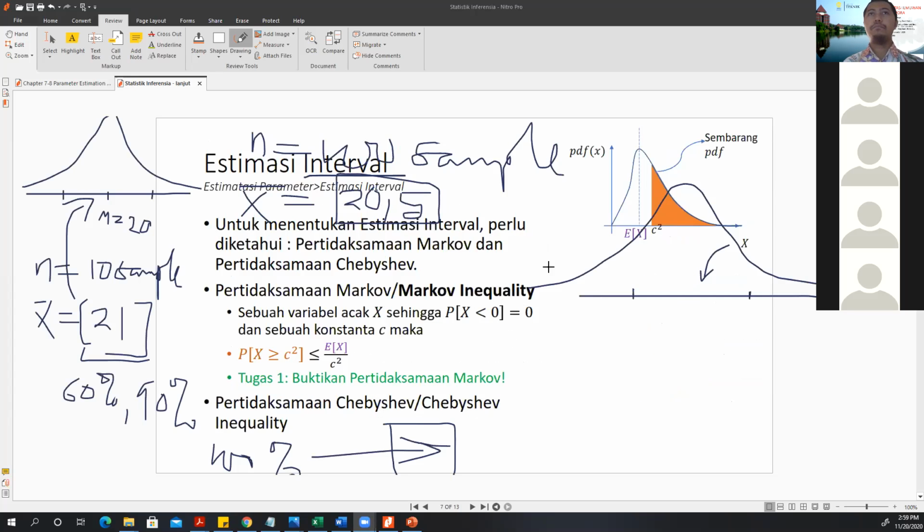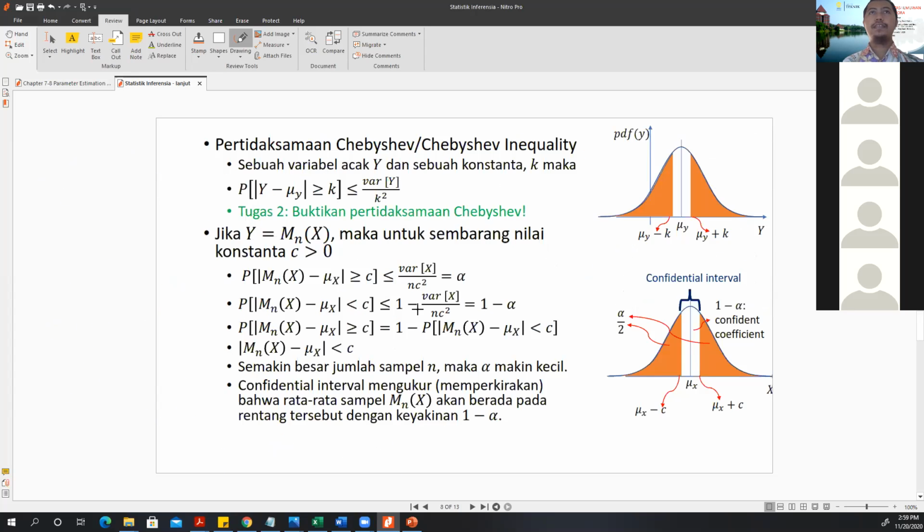There is a method to find these limits, negative C and positive C. First, using the Markov inequality. And the second, using the Chebyshev inequality. Once you get this Chebyshev inequality, you can easily define the C here.